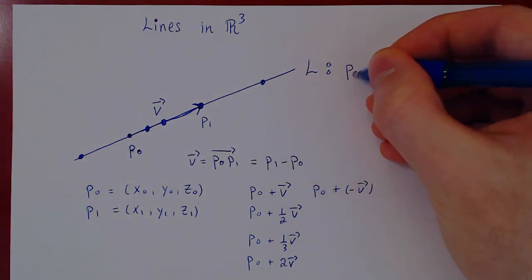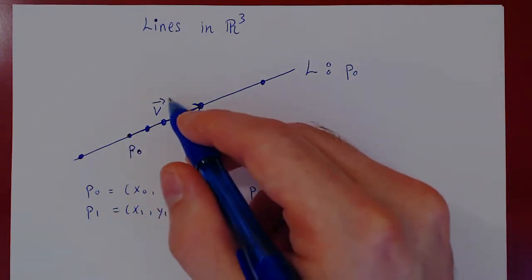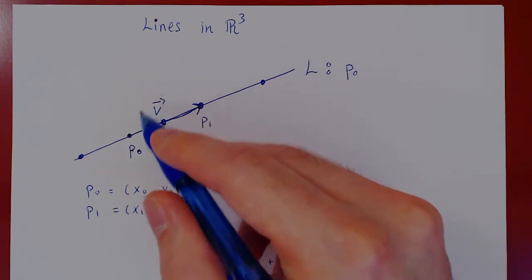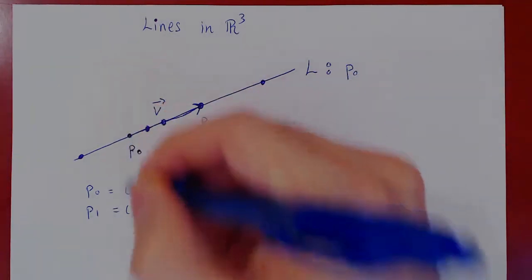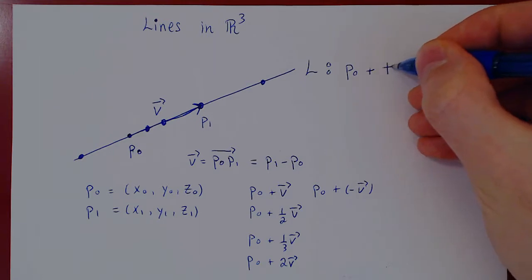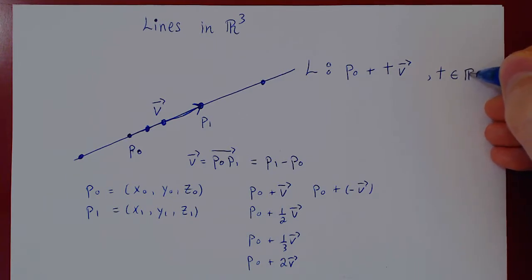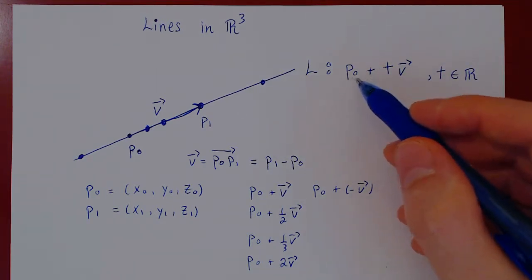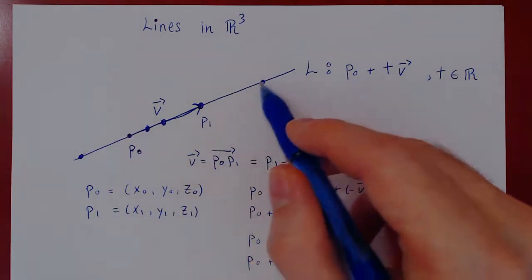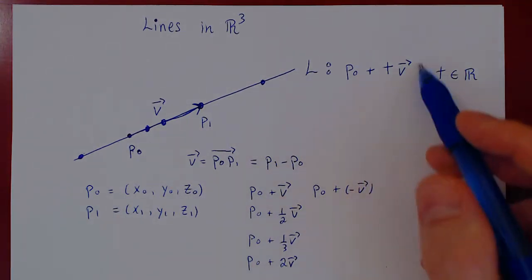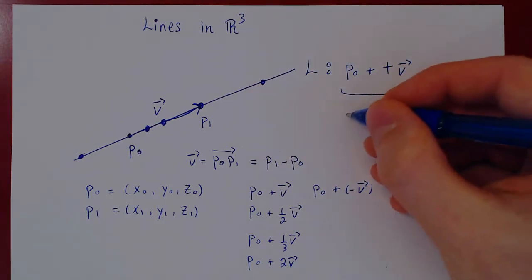So take any point on the line, P0, and that point again can be any point on the line, and all you need is the directional vector of the line, that is, any vector that is parallel to the line. And if you add to your anchor point, P0, all possible multiples of the vector V, so t ranges over all possible real numbers, you will get every single point on this line, and this is a parameterization. This form is called the vector form of the line.